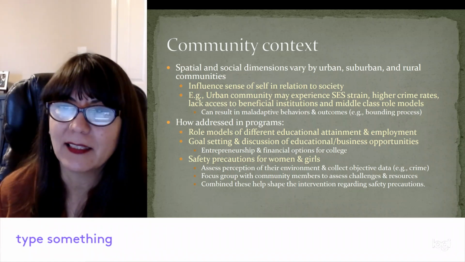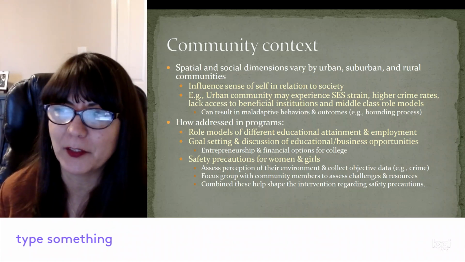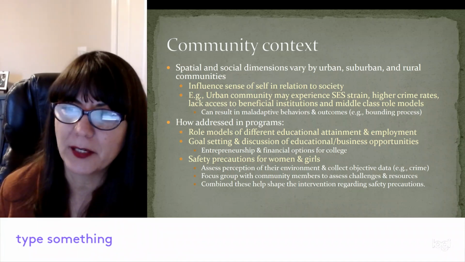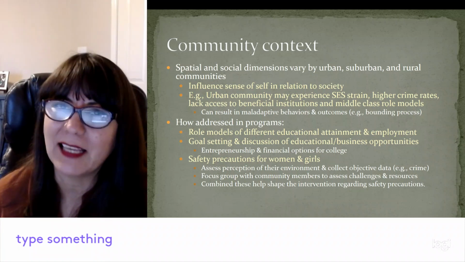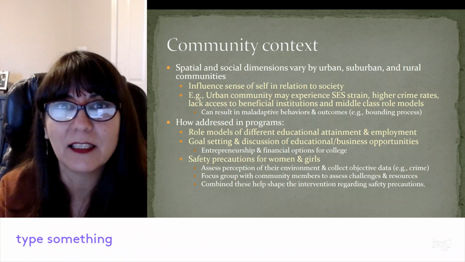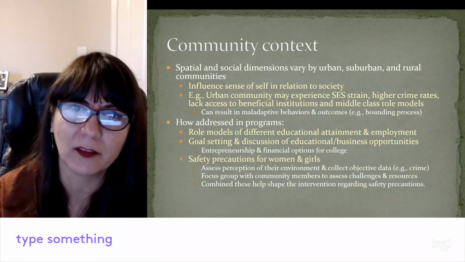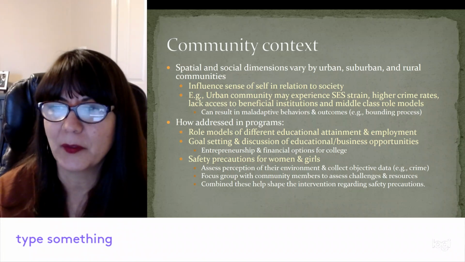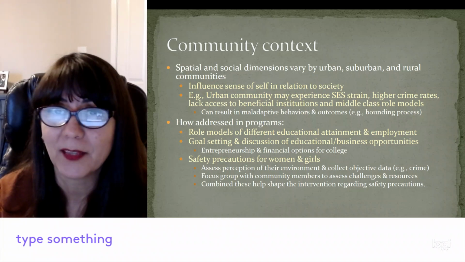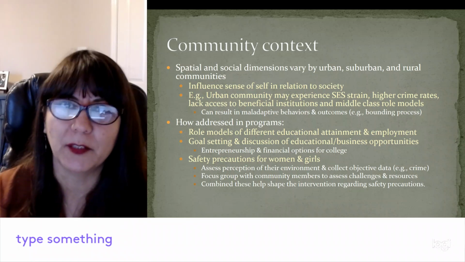So basically, they highlighted an urban overcrowded community that was experiencing low SES, high crime rates, and didn't have easy access to beneficial organizations or institutions for these girls. And as such, those communities lacked appropriate role models for the girls. And so they talked about how this can result in maladaptive behaviors and support those types of behaviors, and also referred to the bounding process.